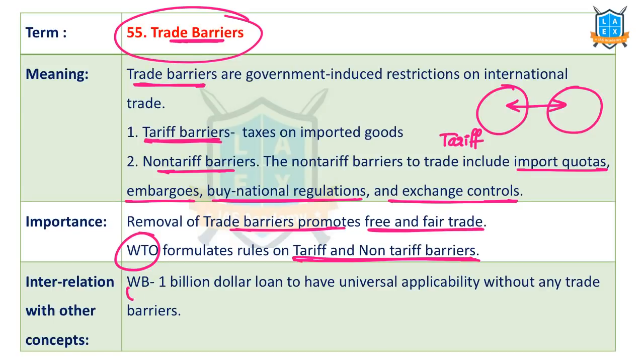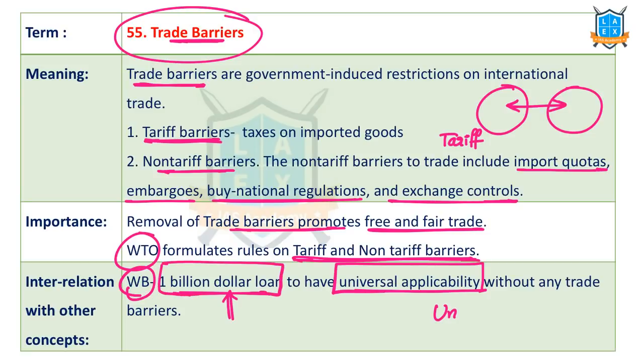Recently, what has happened? The World Bank has provided a $1 billion loan to India, and it said don't keep any trade barriers. With this money, when you purchase, don't keep any trade barrier, make it universally applicable. Any company can sell the products. For example, if the country is buying ventilators with this $1 billion, it cannot say that only from Indian companies we are going to buy. No, the World Bank said it should be applicable universally. That means foreign companies also can come and bid for such procurements. So that's called trade barriers.